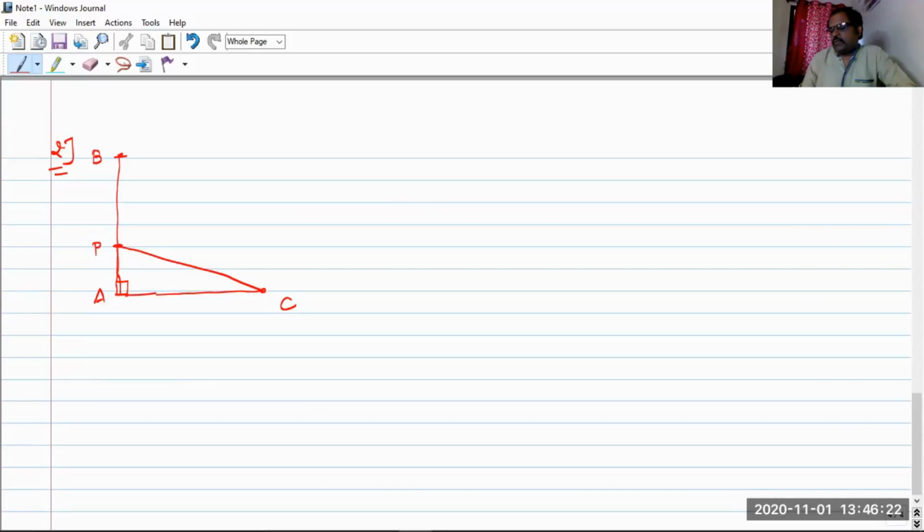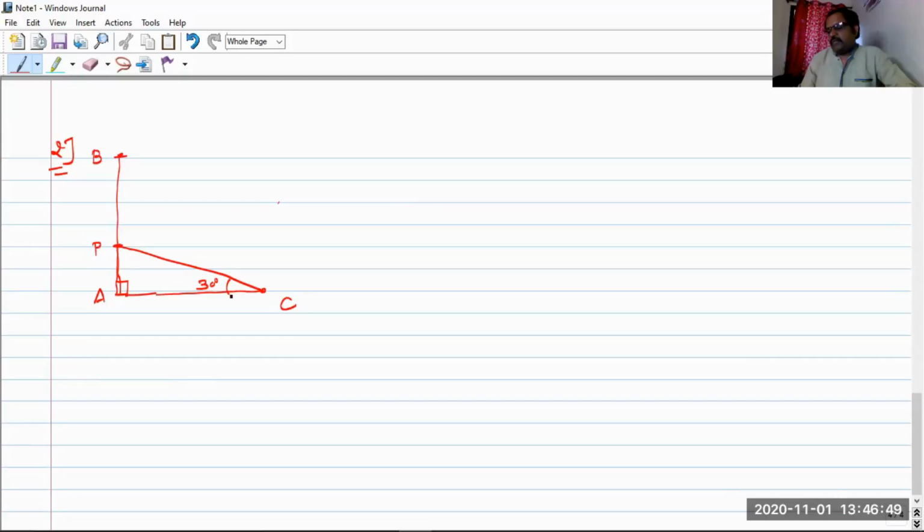The tree breaks due to a storm, and the broken part bends so that the top of the tree touches the ground, making an angle of 30 degrees with it. So that bending part of the tree makes an angle of 30 degrees to the ground level. So this angle will become 30 degrees, obviously.